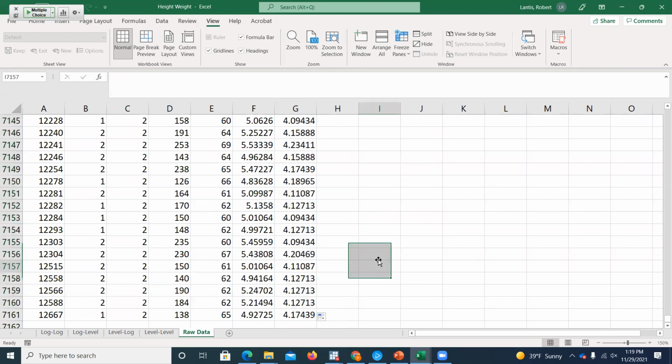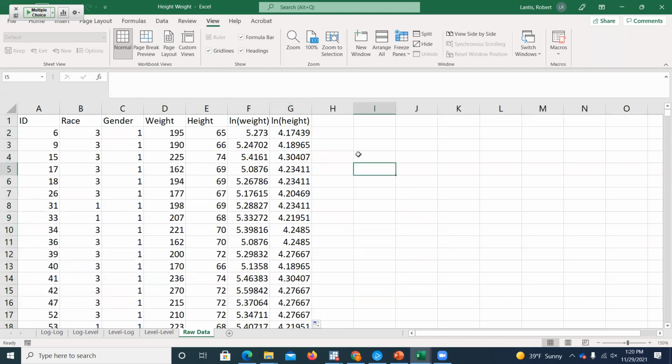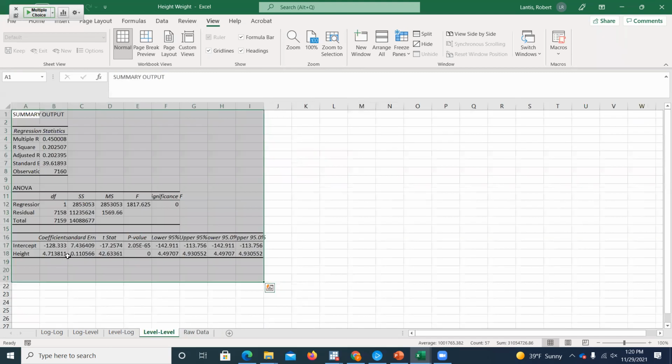Okay. So it's kind of a nice little shortcut there. So now that I have these natural logs, I can do things like the level model and the log level model by just selecting the variables I want to be my X and Y variables, my left and right hand side variables. So I already showed you the results for the level, and I showed you the results for the log.